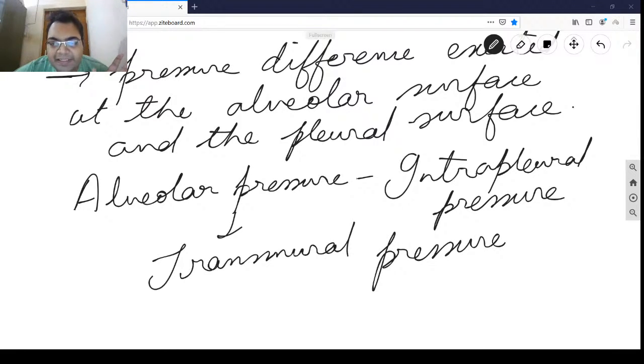Now just imagine. I have explained this: during inspiration, during inhalation, the diaphragm and the inspiratory external intercostal muscles actively contract. It leads to the expansion of the thorax. When volume increases, pressure decreases, and we are able to breathe. Now the intrapleural pressure, which I told you is minus 4 mmHg at rest, will become more and more subatmospheric, right?